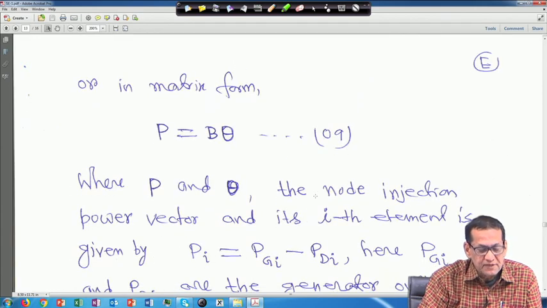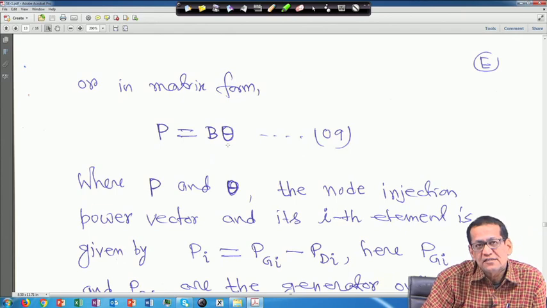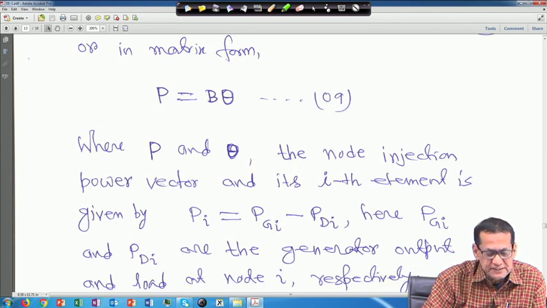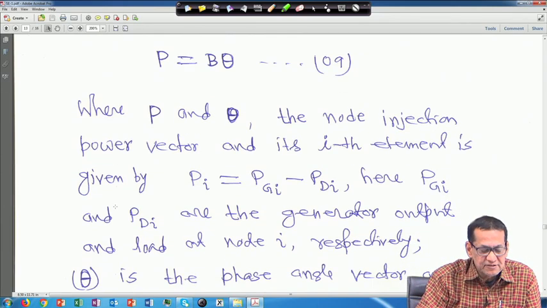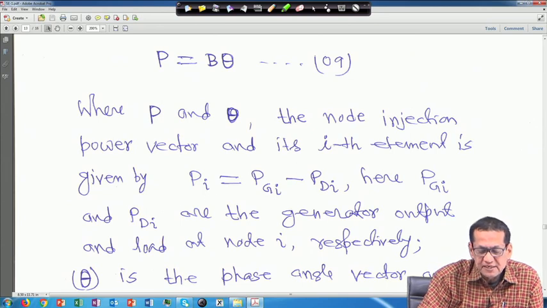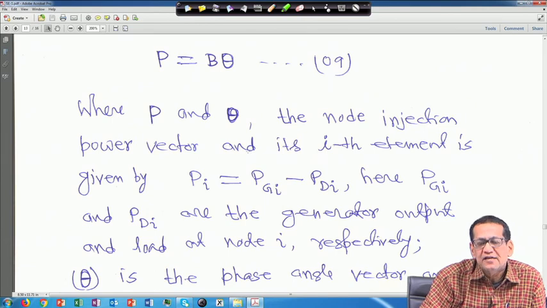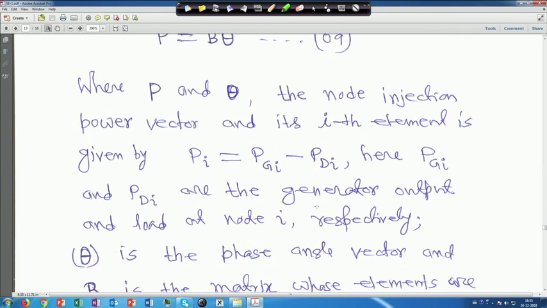Therefore, in matrix form we write that P is equal to B theta, where P and theta, first we will see P, the node injection power. Its ith element is given by P_i equal to P_Gi minus P_Di. You know that if P_Gi is the generation at node i and P_Di is the load, then the power injection P_i will be P_Gi minus P_Di. Here P_Gi and P_Di are the generator output and load at node i respectively, that you know from the load flow studies.